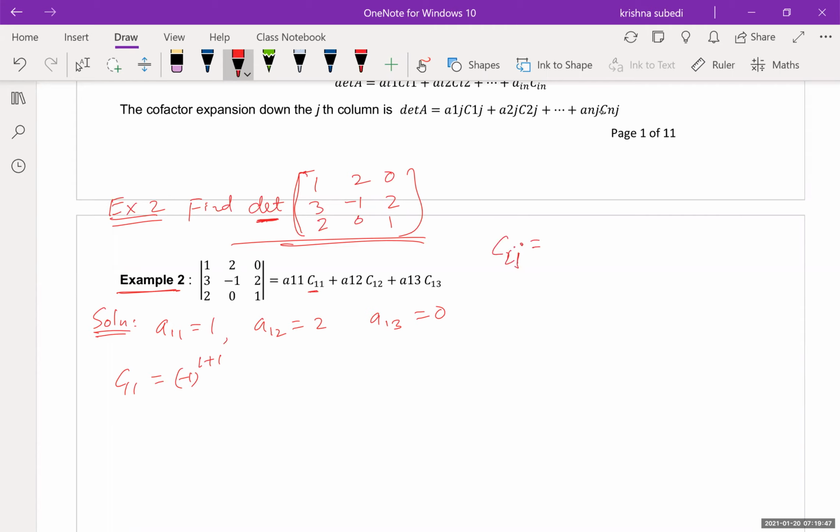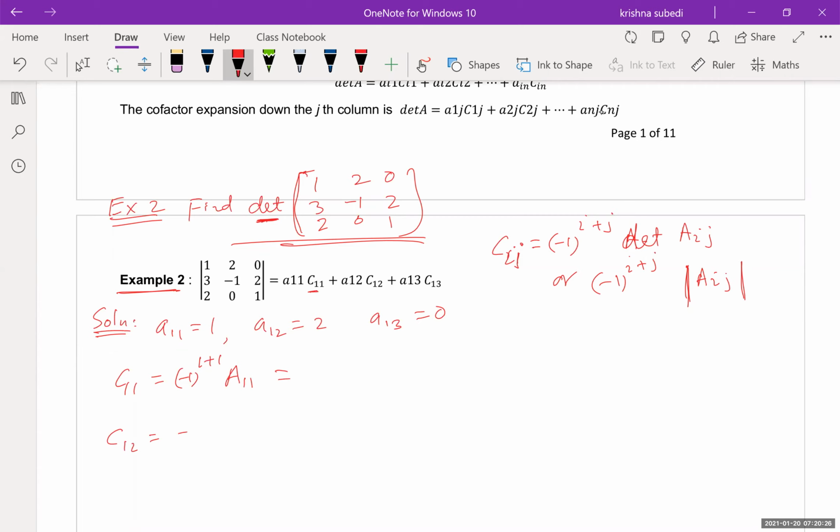Cij equals negative 1 power i plus j, a determinant of Aij. So that's the formula. Or you can write this way. Or you can write negative 1 power i plus j, and then you can write Aij. You can write this way too, because once I use the vertical line here, I don't have to write the determinant sign. So C11 will be negative 1 A11.